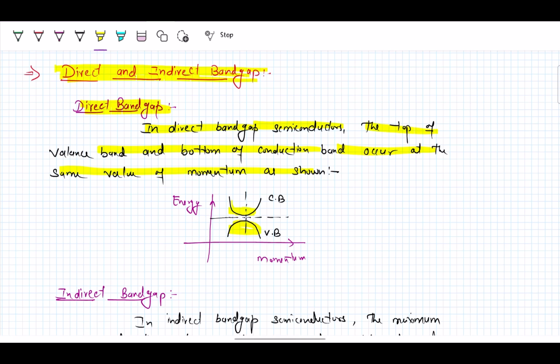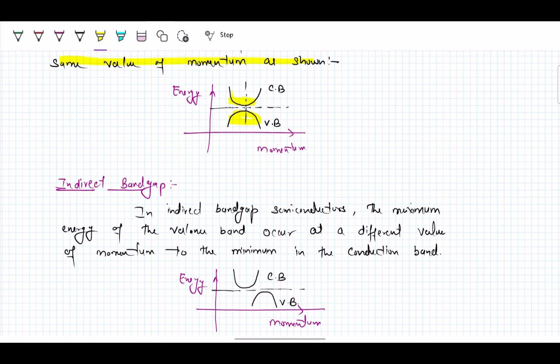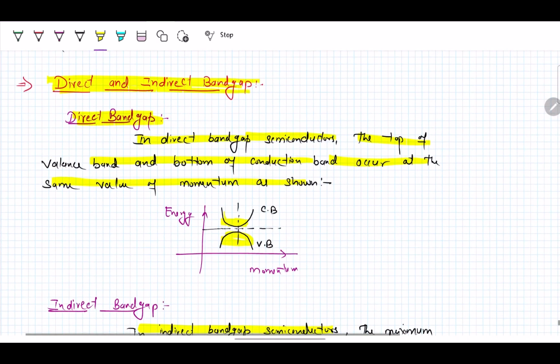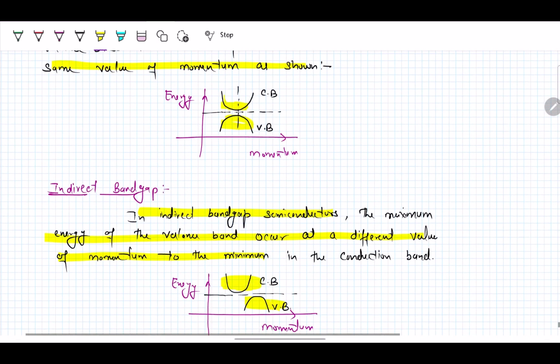In the case of indirect band gap semiconductors, the maximum energy of the valence band occurs at a different value of momentum. So the valence band and the conduction band have different values of momentum at a particular instant of time. Such materials are categorized as indirect band gap semiconductors. So these are the types of band gap, direct and indirect.